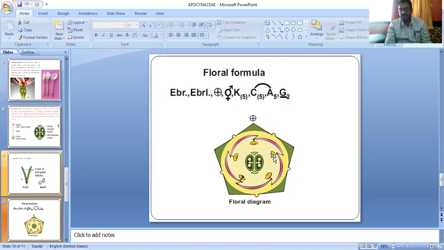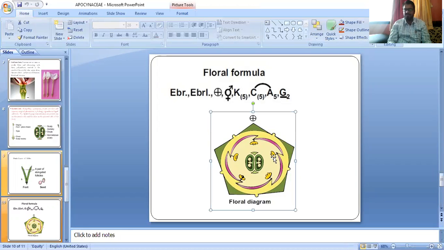Yes. Then now we have to see the floral diagram. Floral diagram, what is in it?